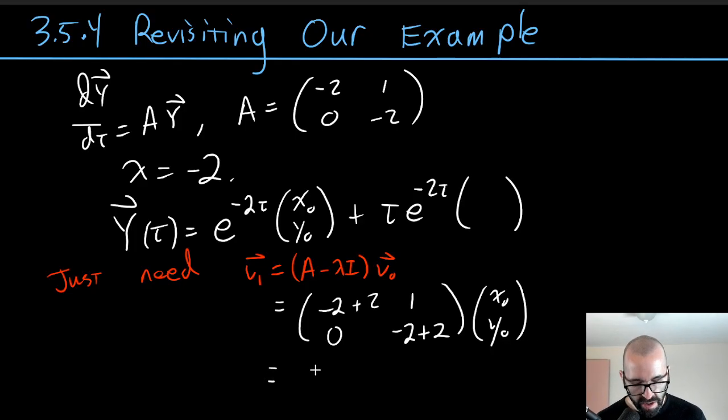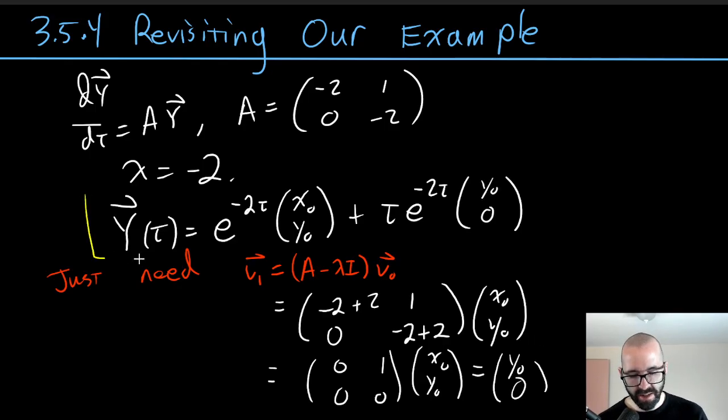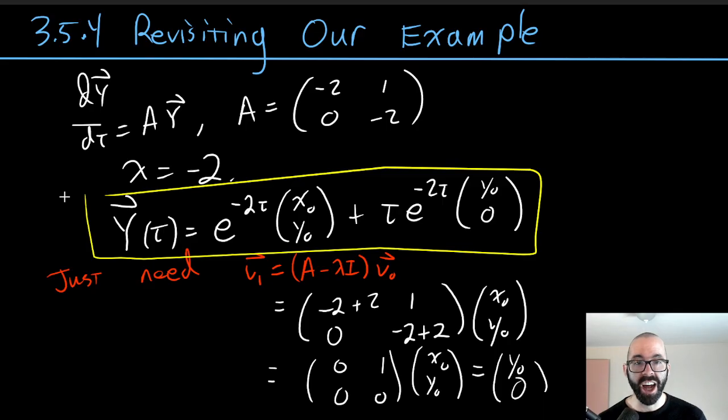So what is v1? Well, this is just the matrix 0, 1, 0, 0. This is kind of a funny matrix. Let's remember our matrix multiplication. That's just 0x plus y naught, and then the second entry is 0x plus 0y. That's our v1: y naught, 0. And we are done.